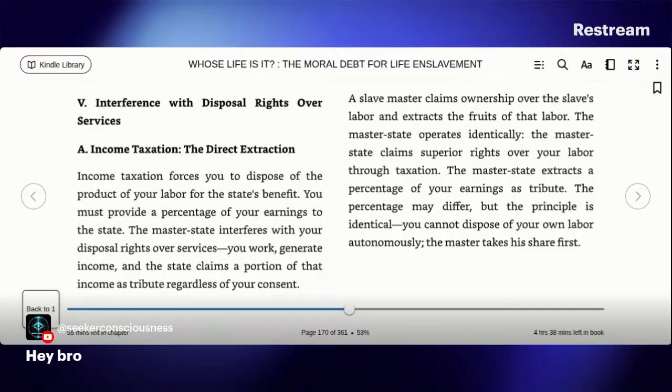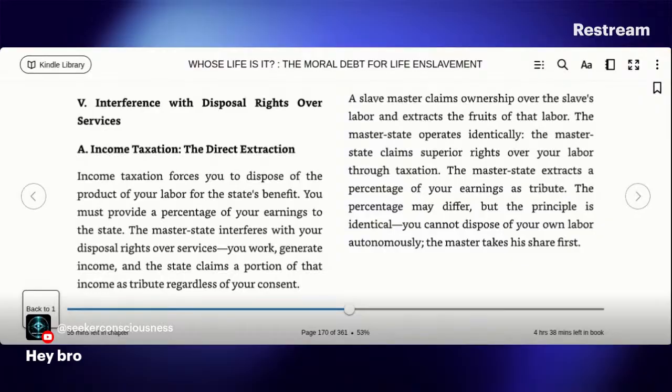Income taxation forces you to dispose of the product of your labor for the state's benefit. You must provide a percentage of your earnings to the state. The master state interferes with your disposal rights over your services. You work, generate income, and the state claims a portion of that income as tribute regardless of your consent.